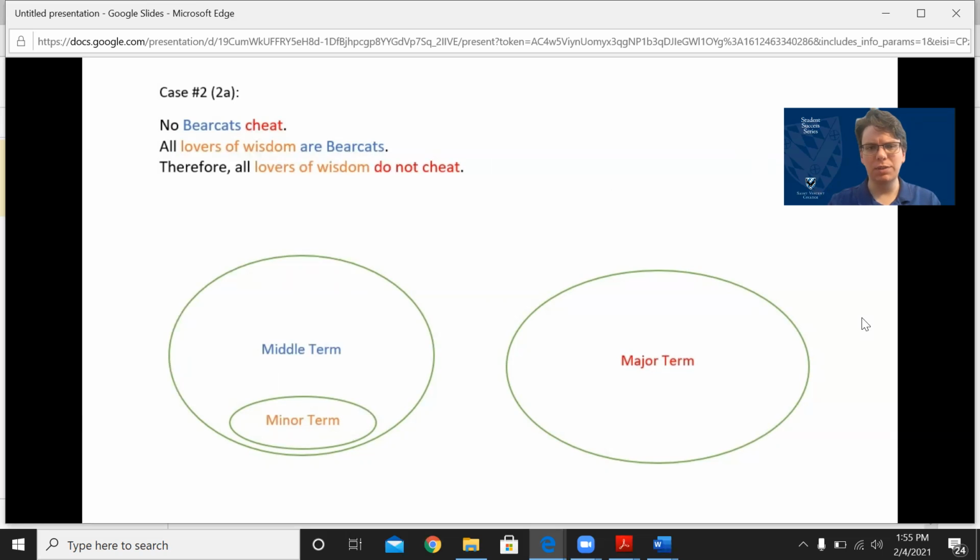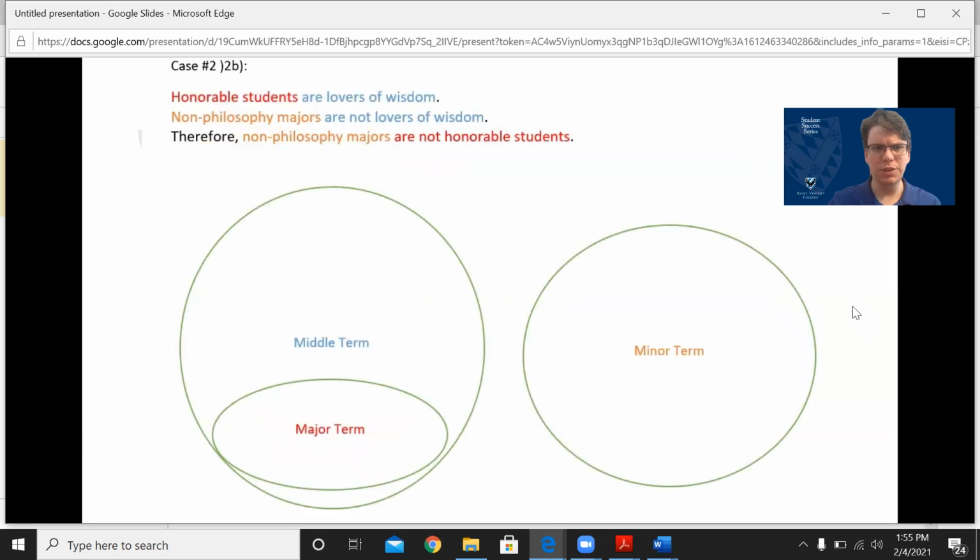So let's look at another example of this kind of syllogism, where one group is excluded from the others. Example 2B starts with honorable students are lovers of wisdom. Continues with non-philosophy majors are not lovers of wisdom. So we have an exclusionary word there, not. And so then we conclude that non-philosophy majors are not lovers of wisdom. I'm sorry, non-philosophy majors are not honorable students.